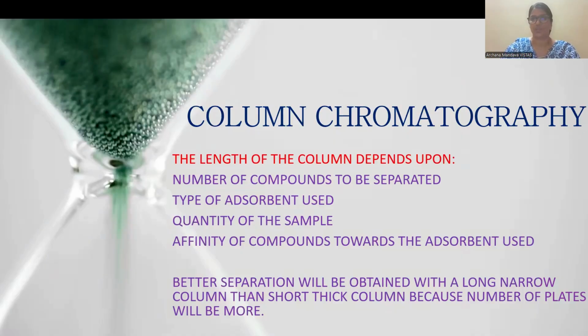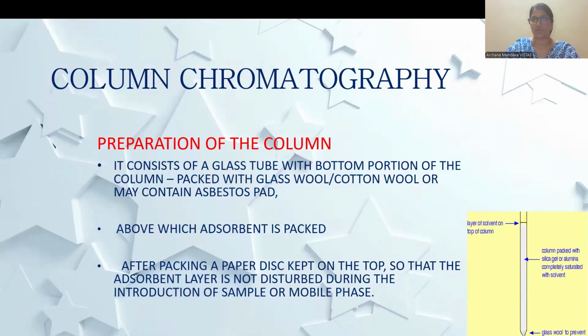The length of the column depends upon the number of compounds to be separated, the type of adsorbent, the quantity of the sample, the affinity of the compounds, etc. Long, narrow, wider or shorter columns can be selected based on the type of separation you are going to carry out. Then we have to prepare the column with the adsorbent material.